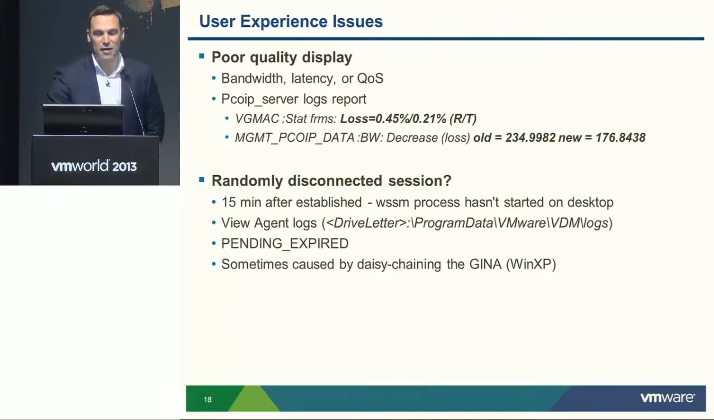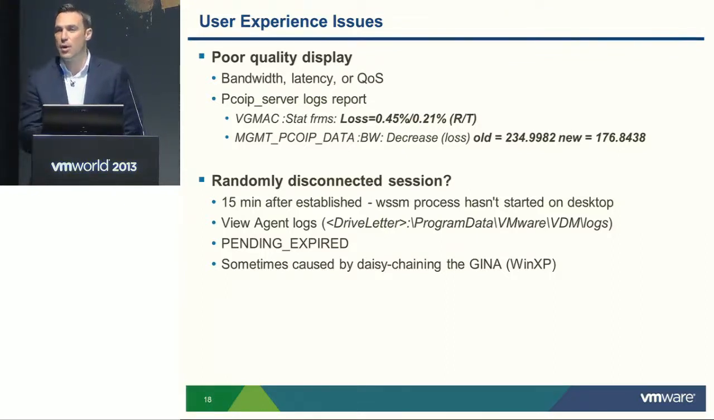You'll see it here in the logs, this loss, and it's basically saying that PCoIP has identified that there's some packet loss, and when it sees the packet loss, it will start to reduce the amount of bandwidth that PCoIP will use. PCoIP is an adaptive protocol, so it will change the amount of bandwidth the session is using, and you can see here it's reduced the bandwidth from 234 down to 176. So by looking at the particular virtual desktop logs, you can identify if someone's having poor user experience from these specific events.